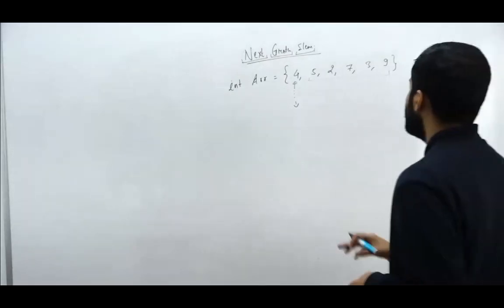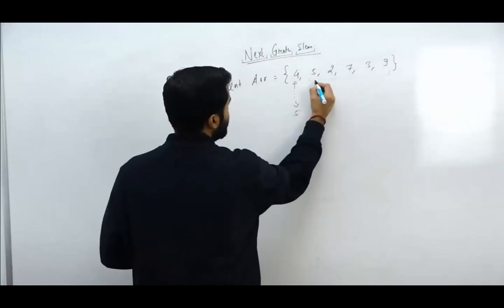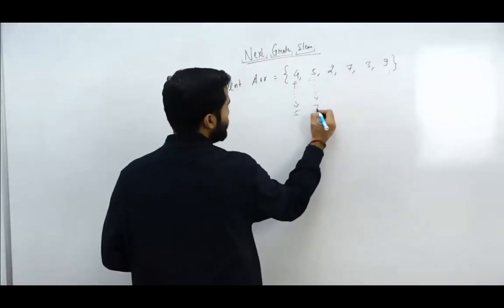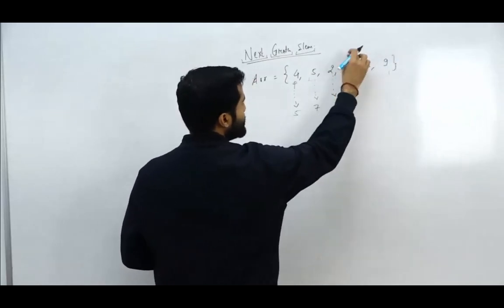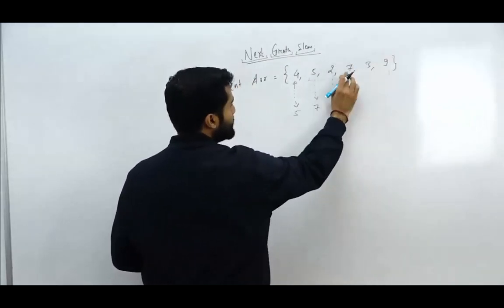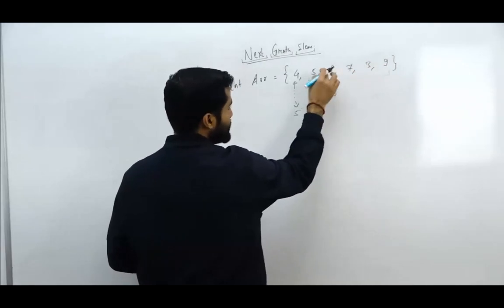Can you tell me the next greater element for 5? For 5, it will be 7. Okay, cool. So let's write them quickly. For 4, it is 5. For 5, the next greater element is 7. For 2, all these elements towards the right side should be considered, but only 7 and 9 are greater, and 7 is the closest one.